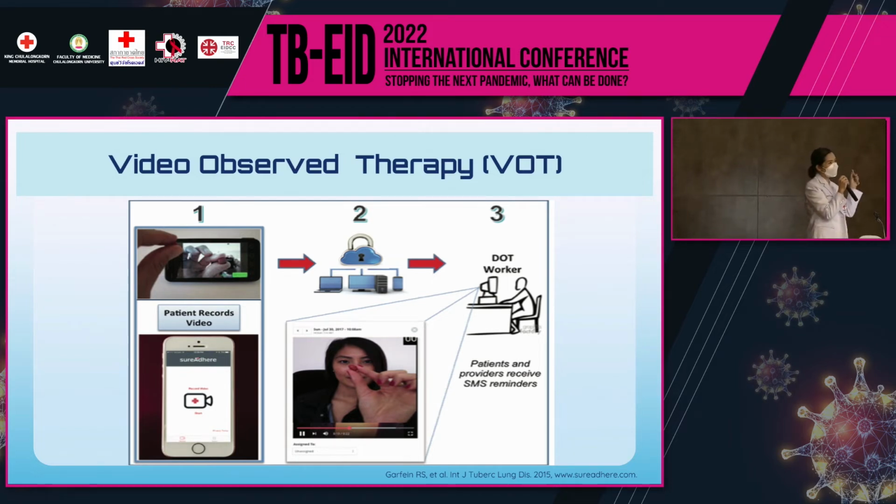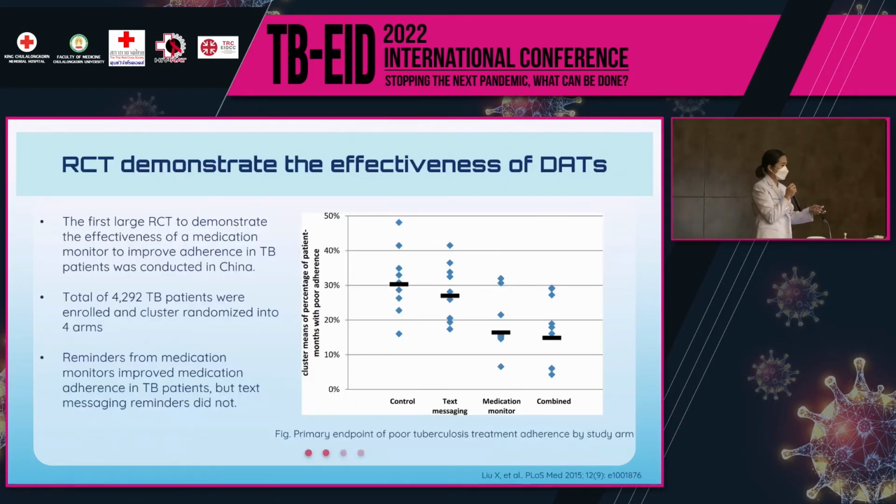Yeah, that's an app called Adherence. This is the application that is currently used in the US. And this is the evidence base for the DATs.